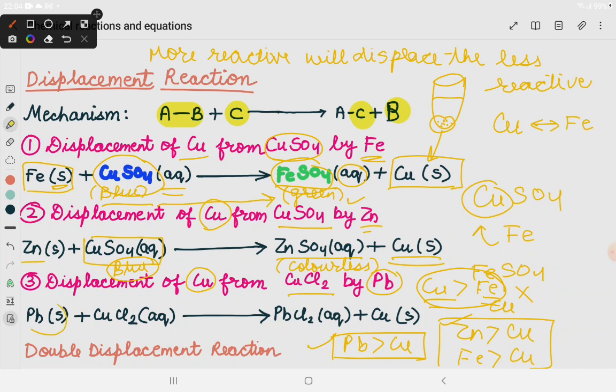So here we have the solid form of lead. When we add this in the aqueous form, after some time we will form lead chloride, which is aqueous, and then we will be having separated out the solid copper. So this is the basic step of the reaction.